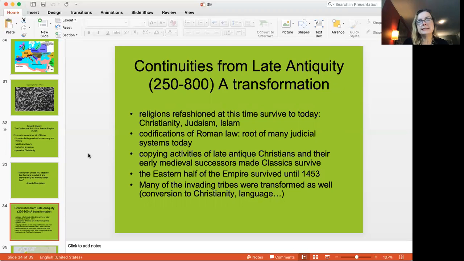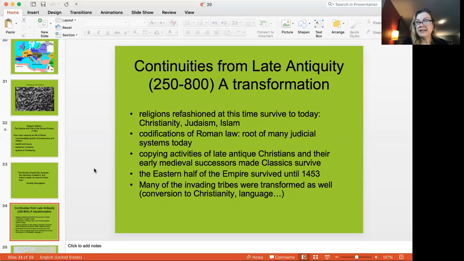And so the argument, as they would say, is that they would look at a slightly larger period, 250 to 800, and they would say, just look how much good has come out of this period. Religions refashioned at this time survived to today: Christianity, Judaism, Islam, pretty big. Codifications of Roman law that we have seen, the Theodosian and Justinian codes, are the root of many judicial systems today. The copying activities of late antique Christians and their early medieval successors made classics survive. And in fact, the eastern half of the empire survived until 1453.